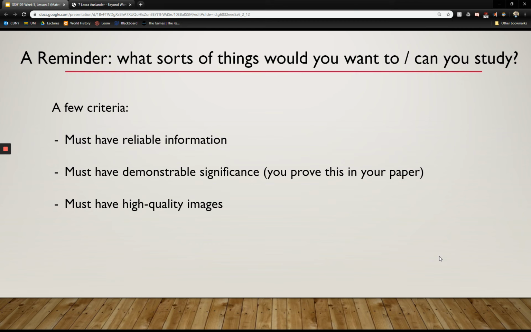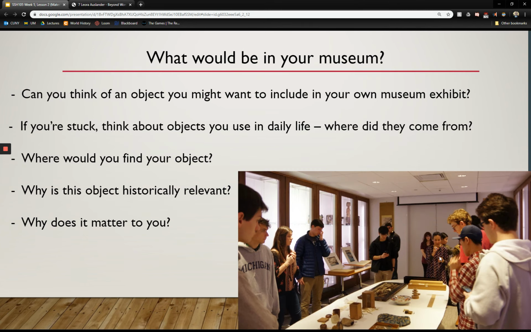So just to remind you a little bit about the criteria for the things you can study. Once again, you have to have reliable information on it. You must be able to demonstrate the significance of this, and this is what you prove in your paper. And you have to have high quality images for this thing. And so what would be in your museum? Can you think of an object that you'd want now? Are you able to think of one? Have you thought of one yet?